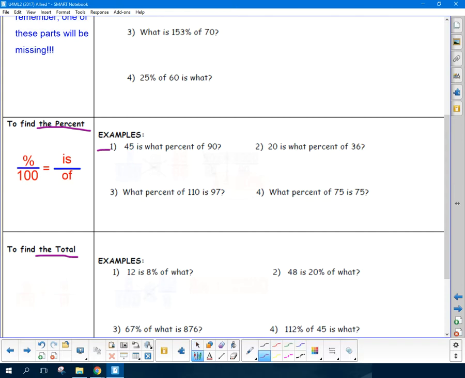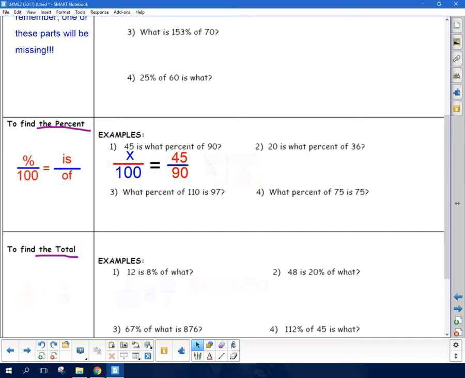It says 45 is what percent of 90? Because it says "is what percent," that should indicate to you that I don't know the percentage yet. But I do know percentages are out of 100. So I'm going to say, hey, I know I'm solving for a number out of 100. It says 45 is of 90. So I know 45 is the part and 90 is the whole. And that's going to help me know how to set up the other side of my proportion.